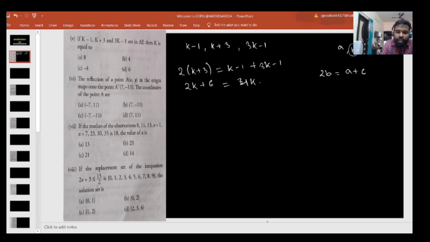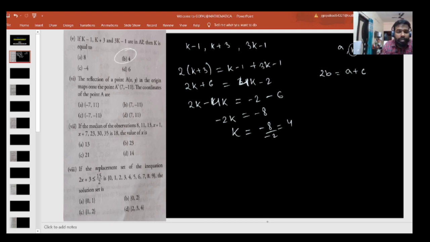4k minus 2. Okay, so 2k minus 4k equals minus 2 minus 6. So we get minus 8 here, and on the left hand side we get minus 2k. So now k is equal to this divided by minus 2, that is 4. So option B is the answer.